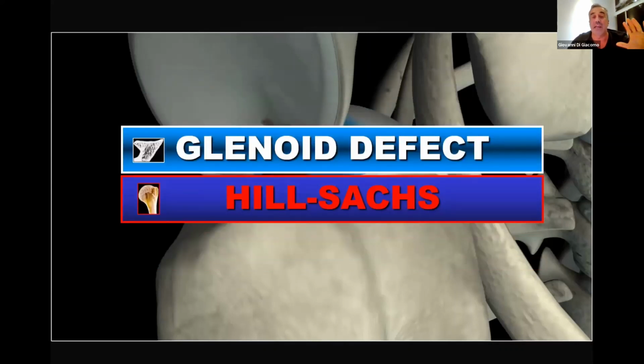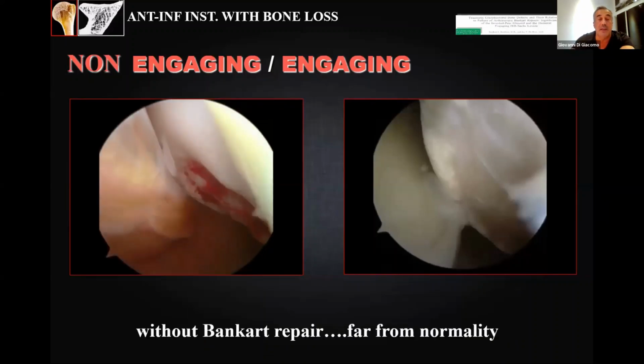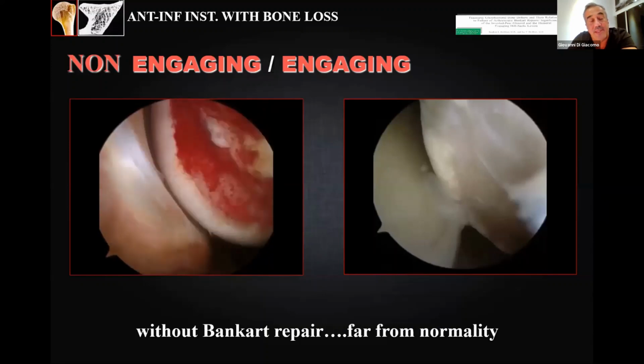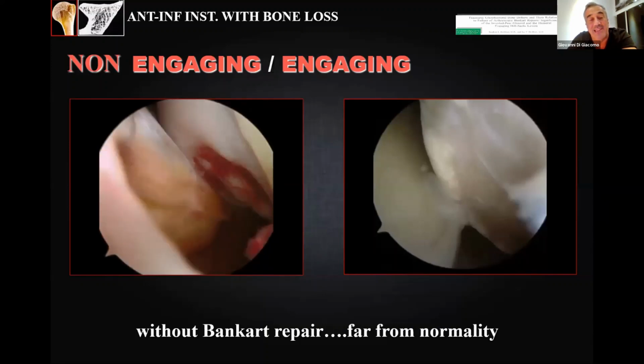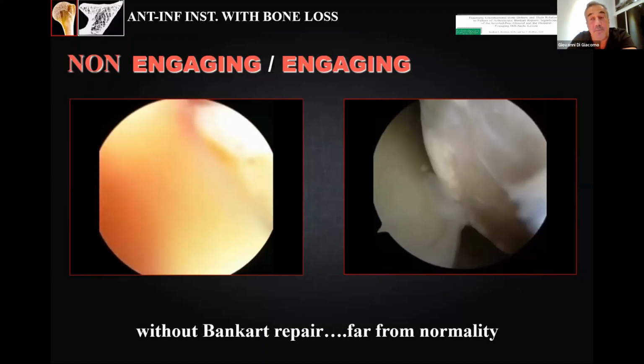So never study alone the glenoid defect. There is no sense to study only the glenoid defect or only the Hill-Sachs. We have to look in a very dynamic interplay how these two lesions interfere with each other. Steve Burkhart introduced the concept of engaging. You can see a non-engaging lesion on the left side, it means that in upper position, the Hill-Sachs before the surgery, before repairing the Bankart lesion, does not engage.